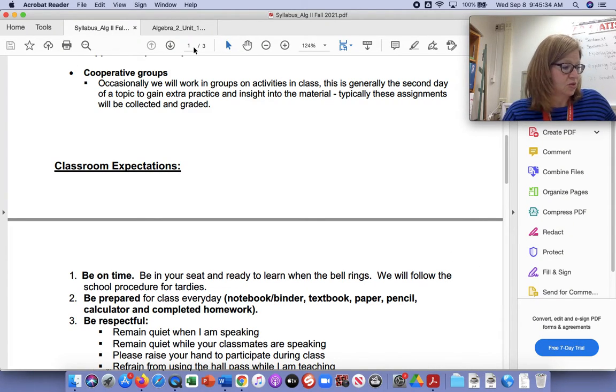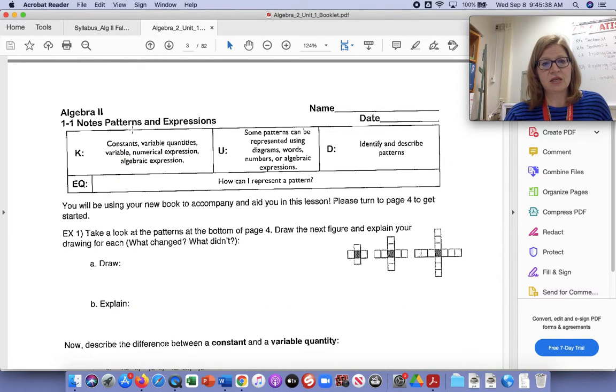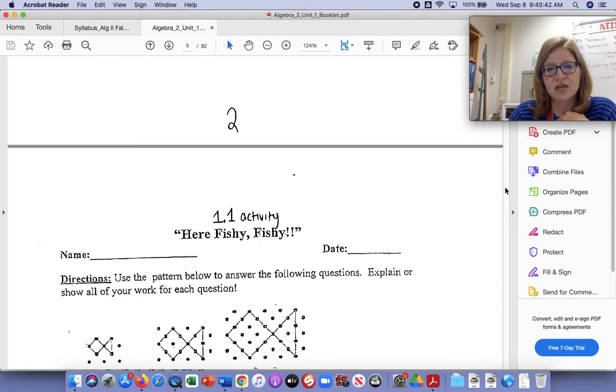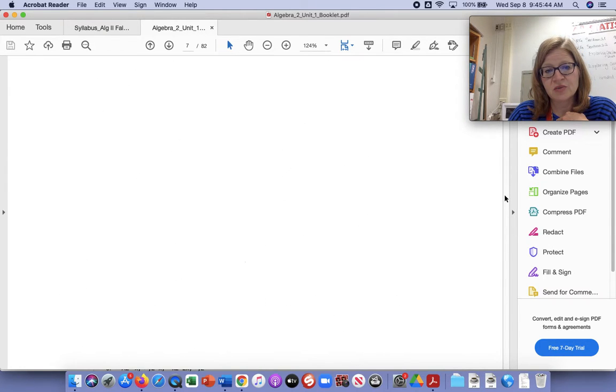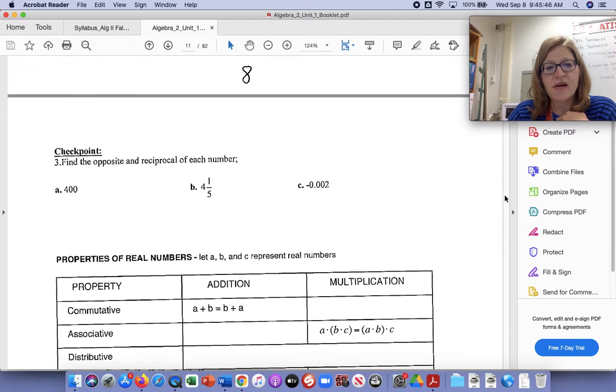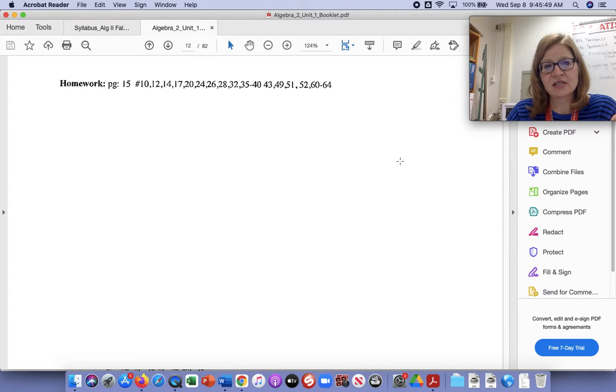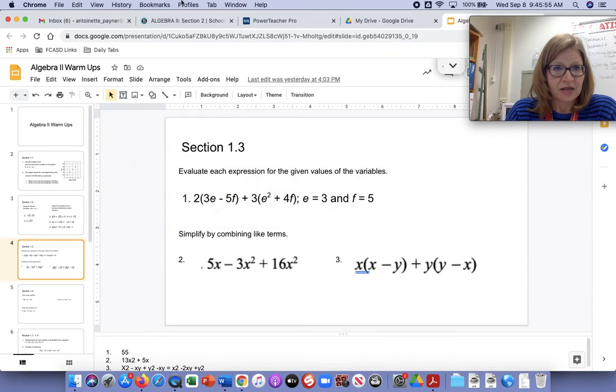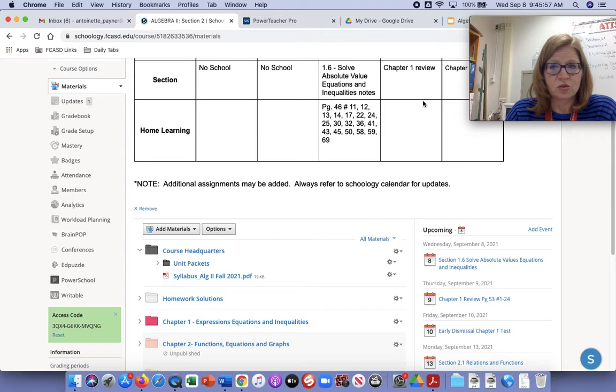Again, I showed you this little booklet. Inside the booklet would be the different note sheets and stuff like that, so we would fill those out together. And then if there's time at the end of class, they have time to work on the problems or ask me other questions. The last thing I wanted to show you here is Schoology.